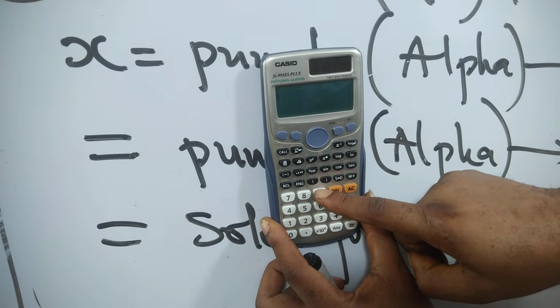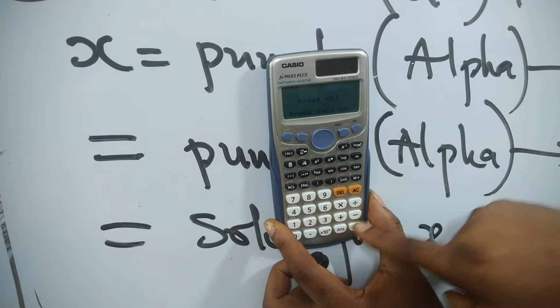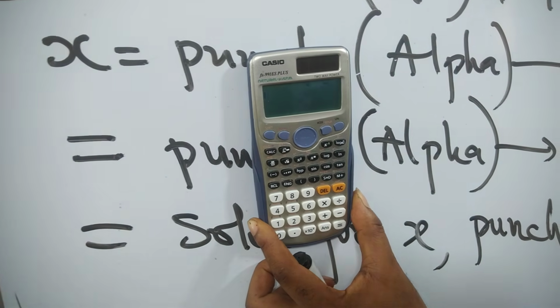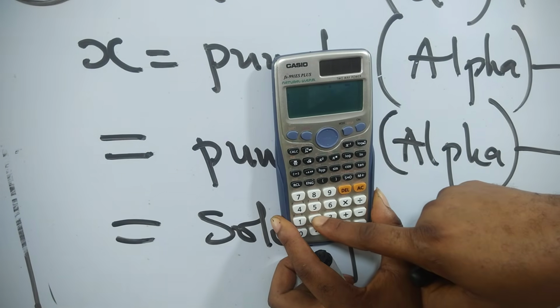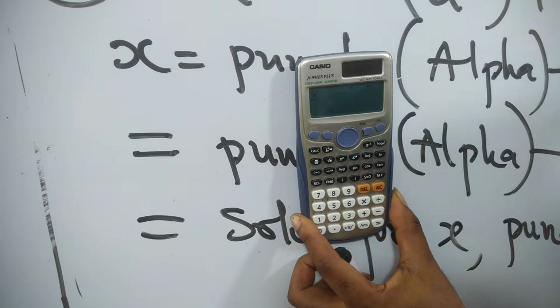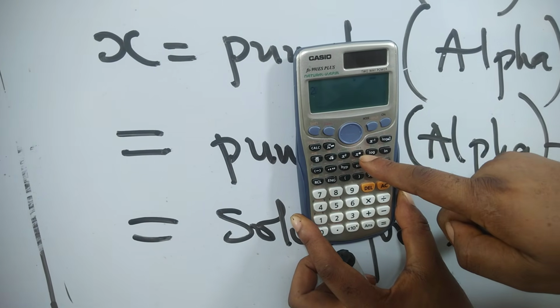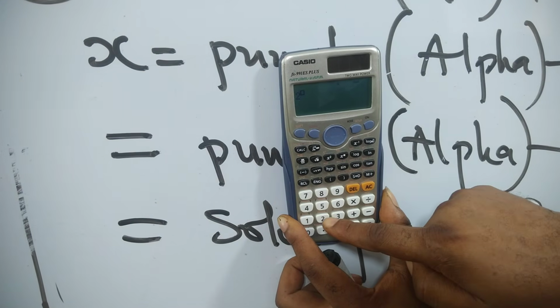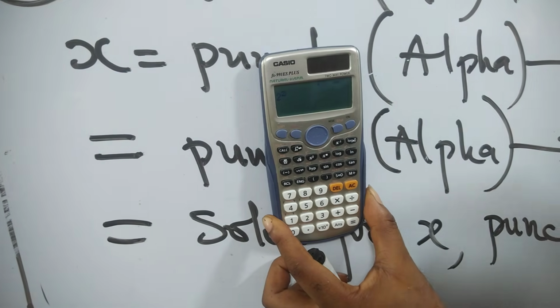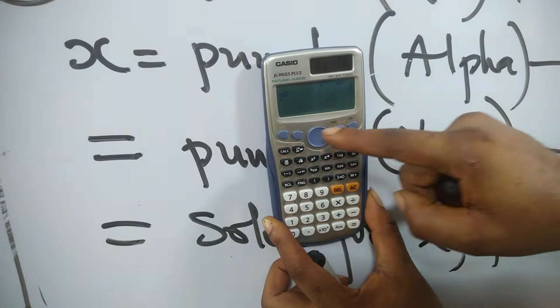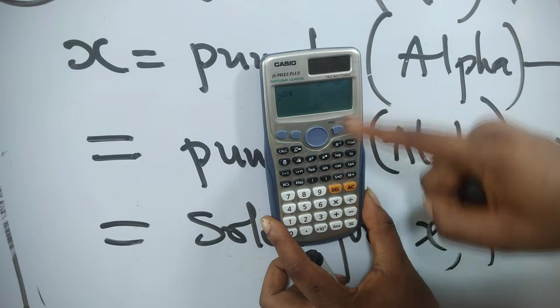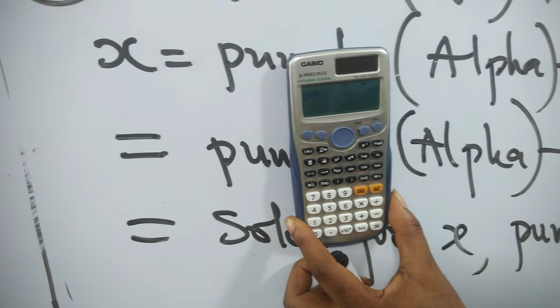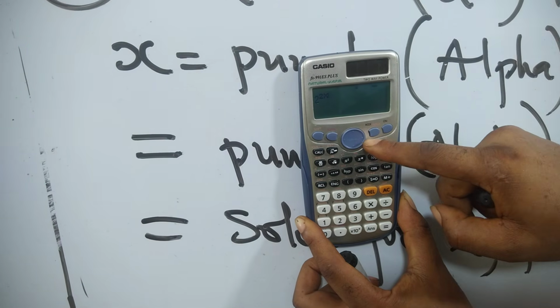I will punch shift, 9, 3, equal to, and AC. Now the first number is 2, so I will punch in 2, then raised to the power. Have you seen it? I have punched it. Then the next is 2. After 2, what next? x. I told you that x means alpha close bracket. Can you see that x has appeared? The next thing is to go to the right button.